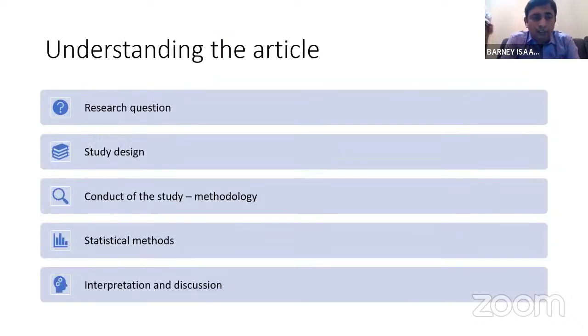When we need to understand the article, we need to know what is the research question that is being dealt with. We need to know the study design that has been selected. We need to look at the conduct of the study. We need to look at the statistical methods that are being used. Then we need to look at how it has been interpreted and discussed in the article.